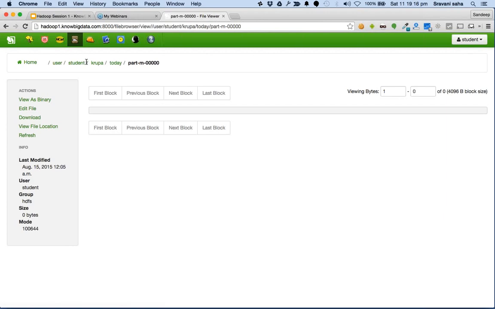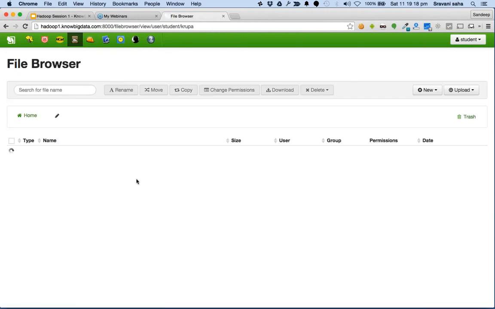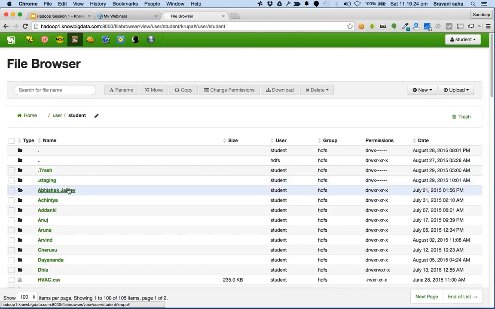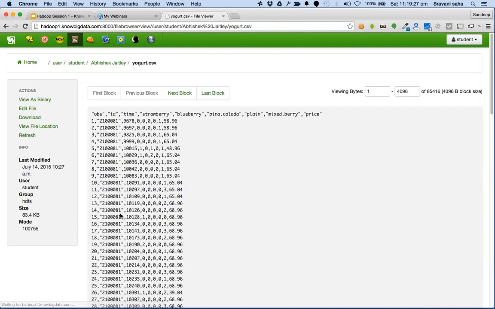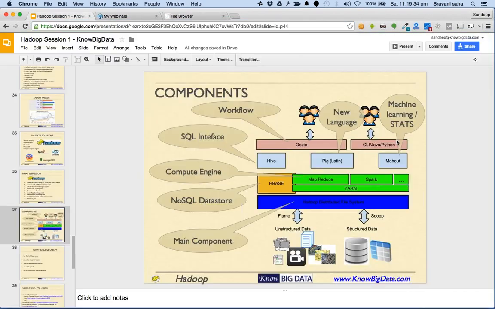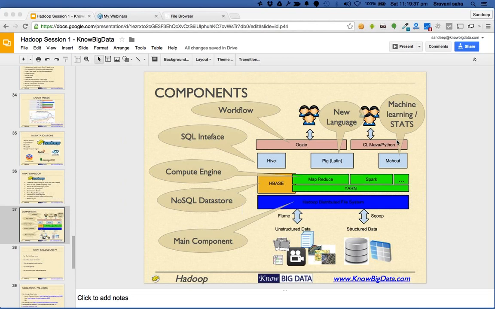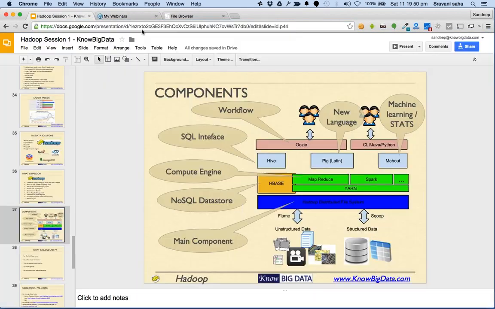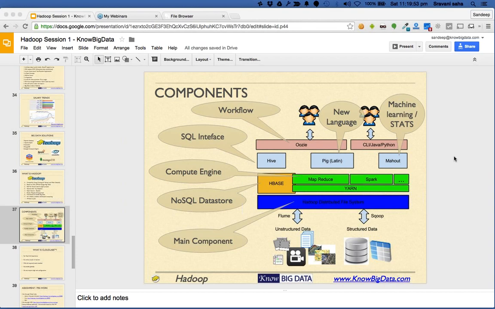This file system is HDFS. There is a browser-based interface which is talking to the actual HDFS and displaying you the data. Now it can basically support any kind of file. Make sense to you? Just that HDFS is running on multiple machines simultaneously in order to provide you huge storage.